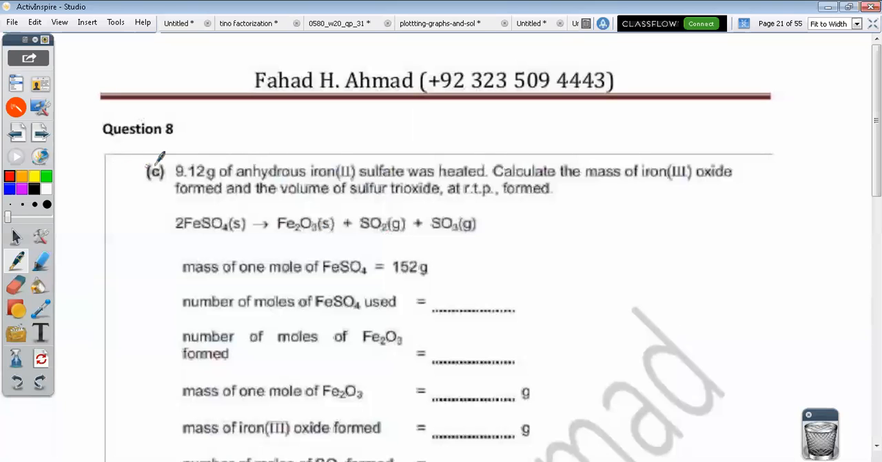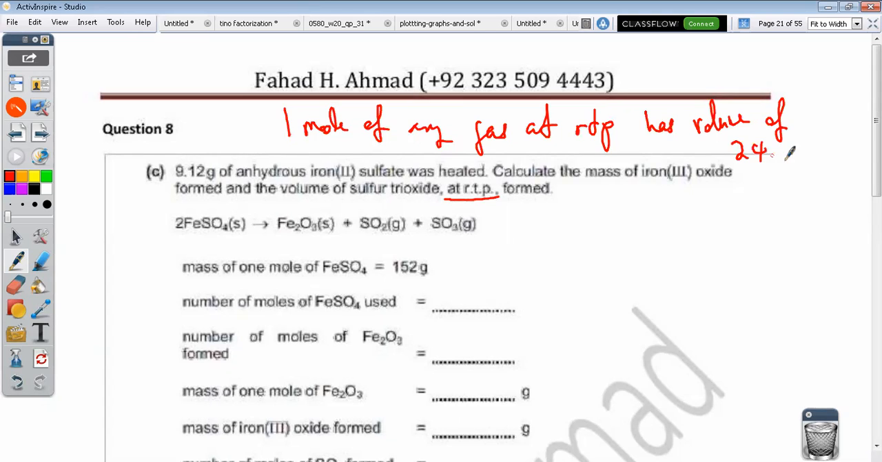Are you guys there? See, chemistry is a nice subject. Don't be intimidated. So there's a gas law in chemistry. Maybe you've read about it or you've forgotten about it. One mole of any gas at room temperature, at RTP, was found to have a volume of 24 cubic decimeters. That's the other thing you need to know. It only applies to gases. Clear?